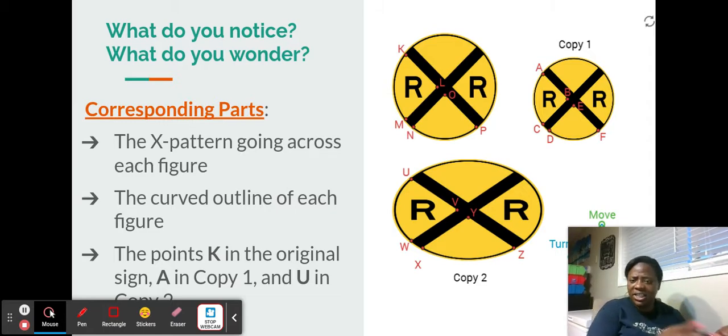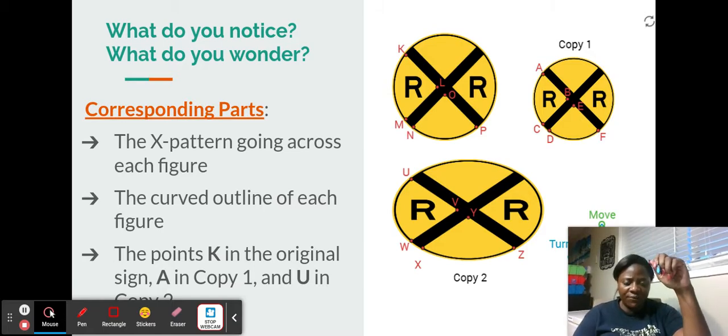Before we do this, let's look at the example they gave us. This gave us the point K in the original figure. Okay, let's first find the point K. If I look in the original figure, the point K is on the top left side.